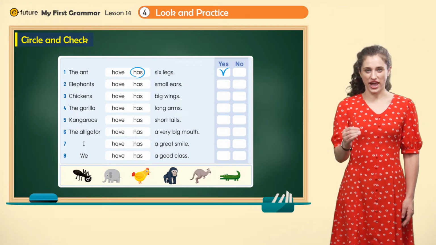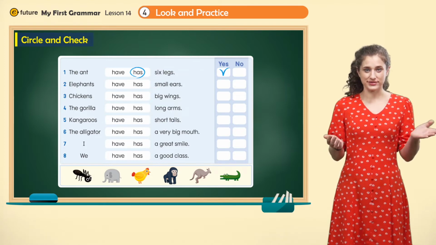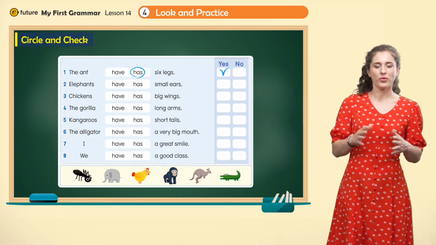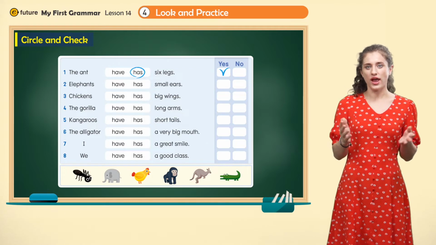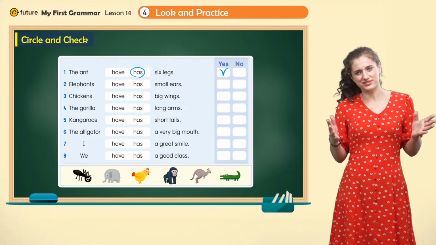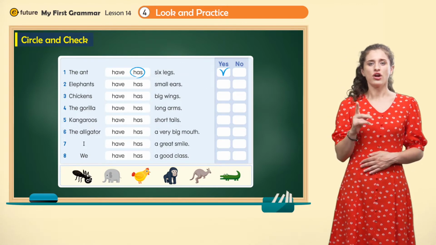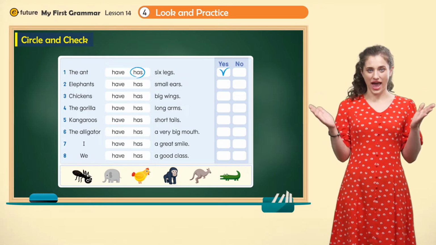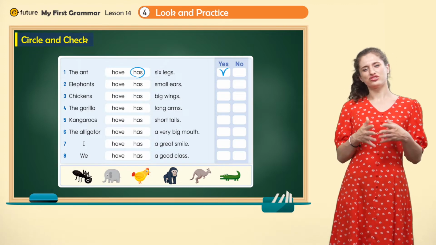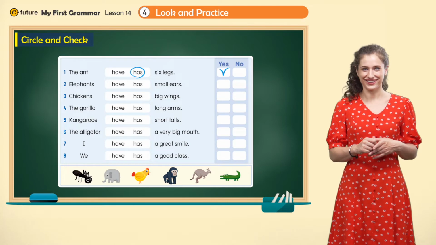Now, circle and check yes or no. Read and circle have or has, and then read and check yes or no. Okay? Number 1, the ant have or has 6 legs. The ant, is there an S? No. So there is only one ant. For one ant, we use has. The ant has 6 legs. So you circle has. Okay, good.